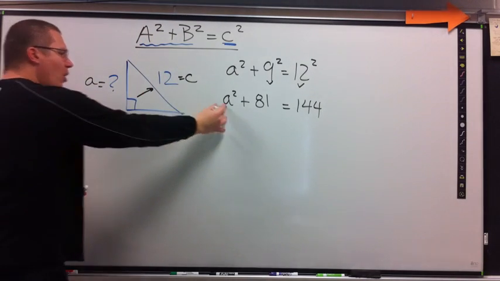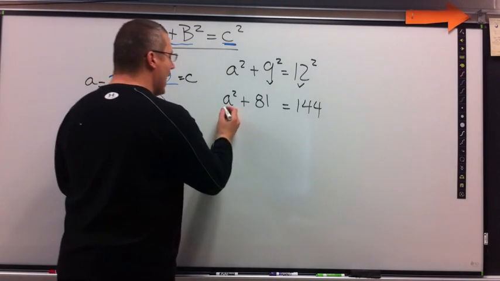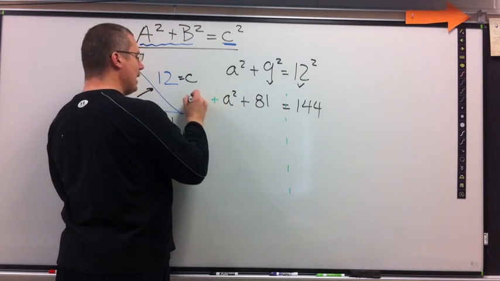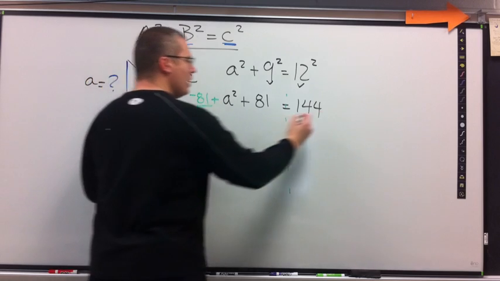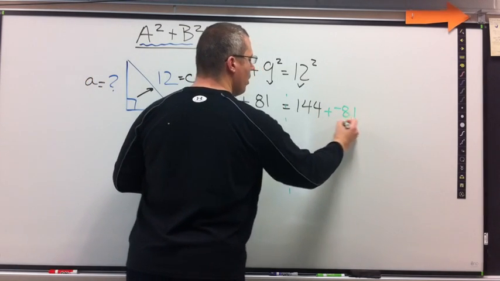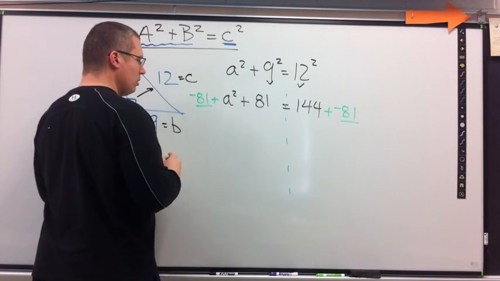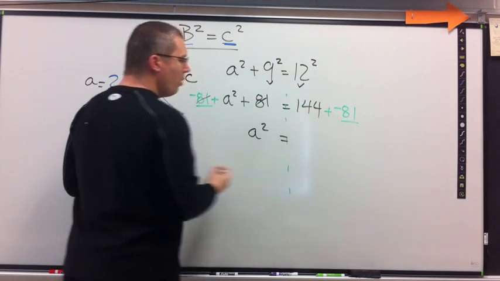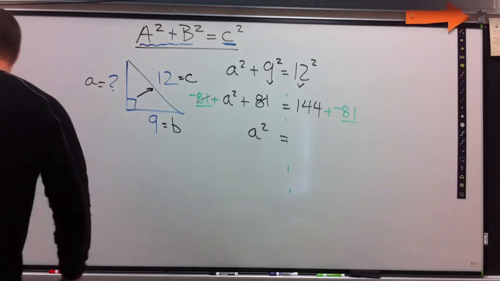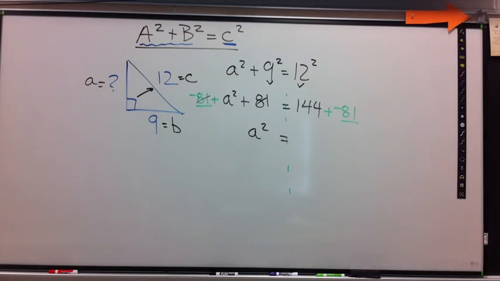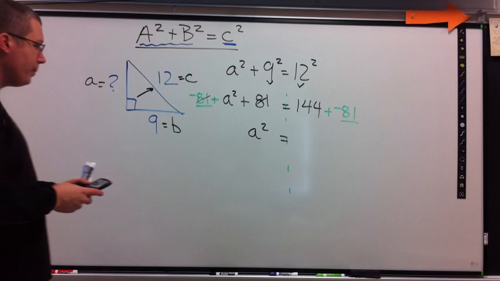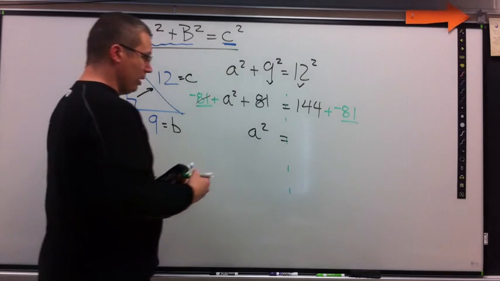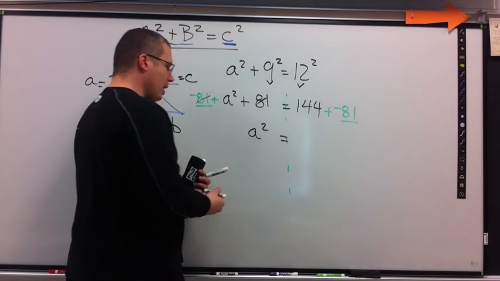I need to get the A all by itself. How do I get rid of anything else on this side? I can get rid of an 81 by adding the opposite. Negative 81 here, negative 81 here. Cross off. A squared equals 144 minus 81. Let me get my handy dandy calculator because I think I'm going to get a decimal later anyway. 144 minus 81 equals, or plus a negative, same thing. I get 63.